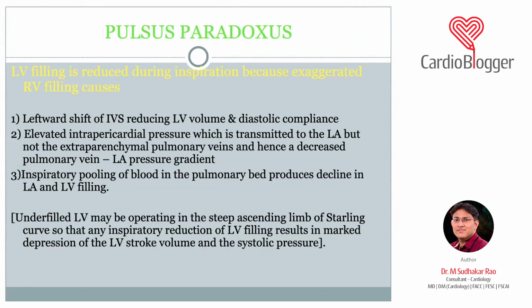vascular bed. You know, because they are in COPD and severe bronchial asthma, there is high intrathoracic pressure which causes pulling of the blood towards the pulmonary bed. So all the blood from the LA is diverted to the pulmonary bed, and that is why LA and LV filling are less, and that is why you get a paradox in COPD and bronchial asthma.